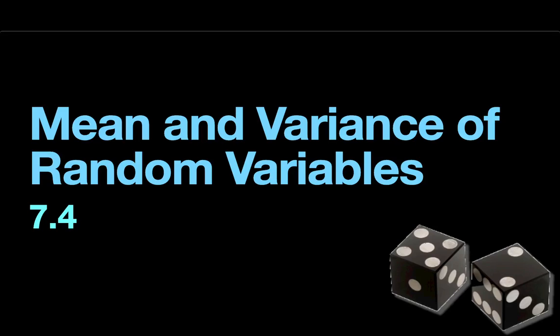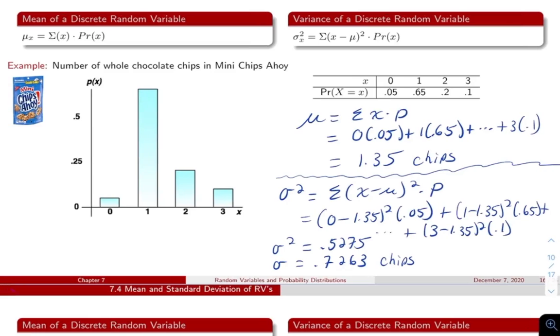These are the notes for section 7.4. The title is Mean and Variance of Random Variables, and you're also going to learn about combinations of random variables. So the first thing we're going to do is look at the mean of a discrete random variable and the variance for a discrete random variable.